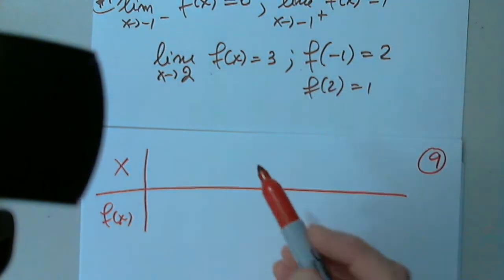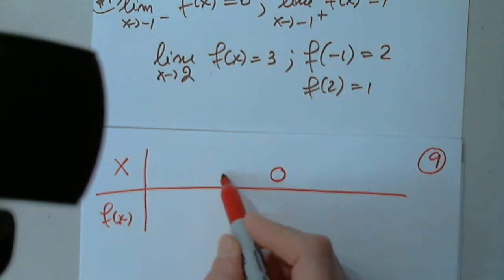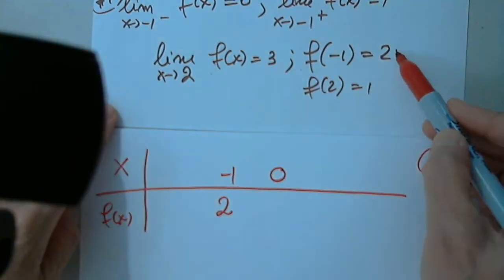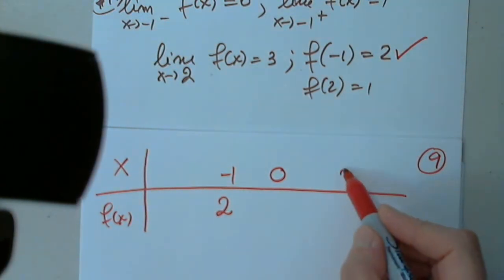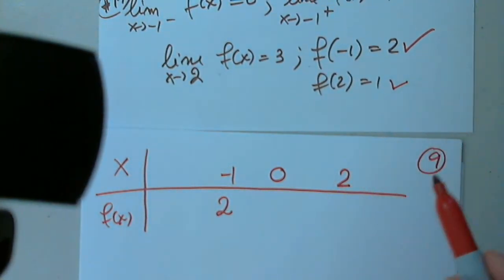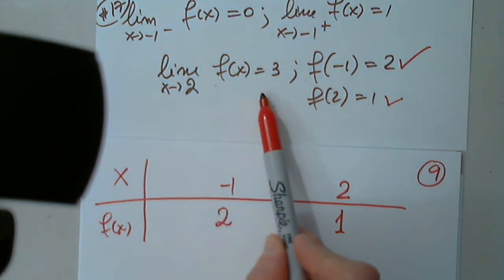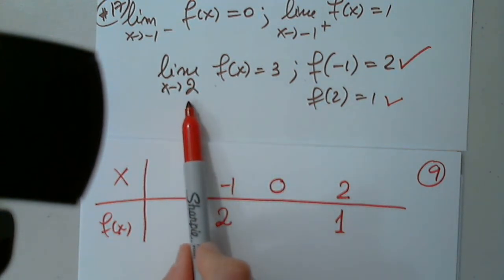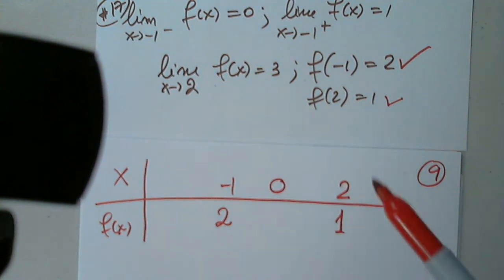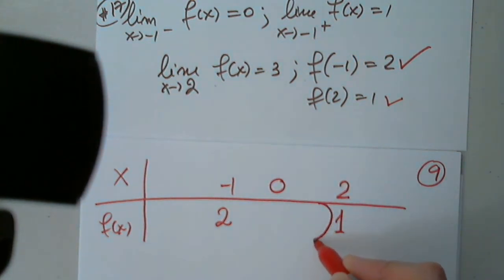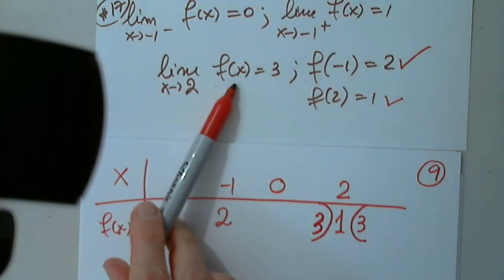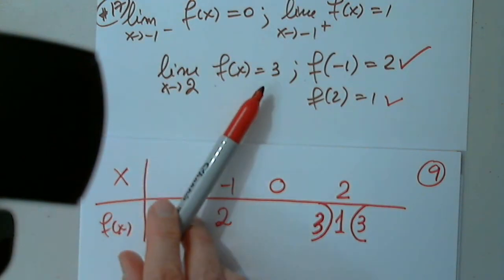F of -1 is 2. So 0 is somewhere here, and at -1 the value is 2. This is done. 2 is somewhere here. F of 2 is 1. Done. Now I'm looking at this: the limit as x approaches 2 from either side is 3. Aha, those parentheses. The limit of f of x from either side of 2 is 3. Done.